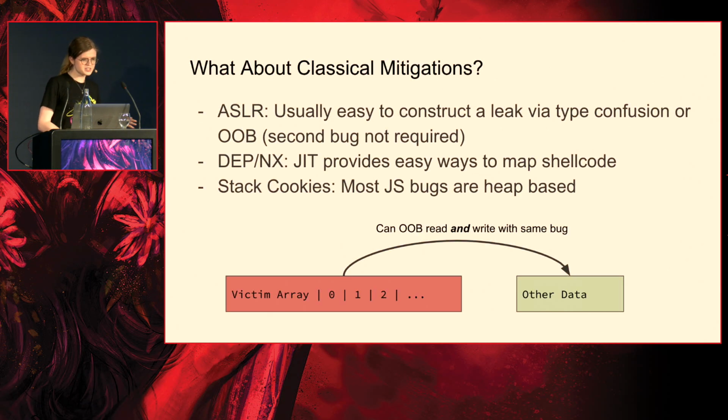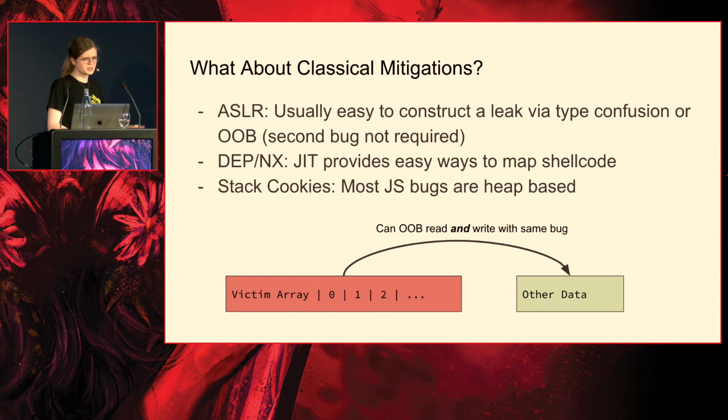Now, the first thing I want to talk about a little bit is how effective classical mitigations are. I'm sure a lot of you probably recognize these: ASLR, DEP, stack cookies. But honestly, these are not very important when we're exploiting JavaScript, partly due to how powerful JavaScript is in the first place. The primitives that we get from the types of bugs that we're looking at usually give us a way to read memory either out of bounds or potentially confuse a pointer with, like, a floating point so that we can read it and leak that memory.